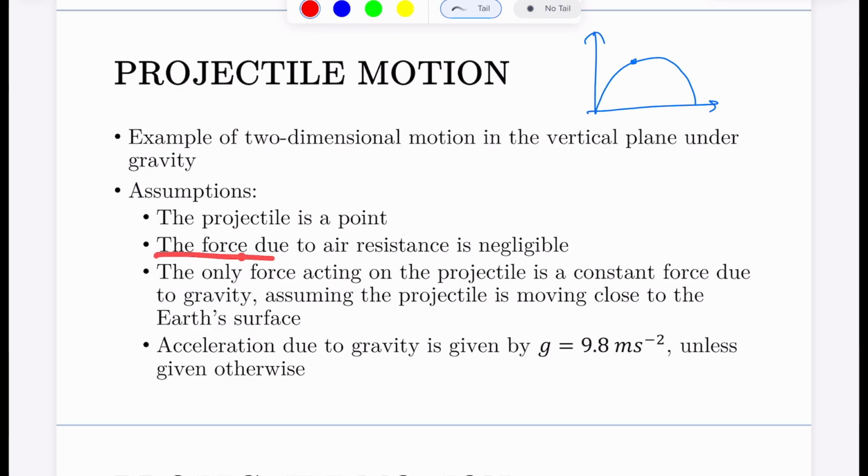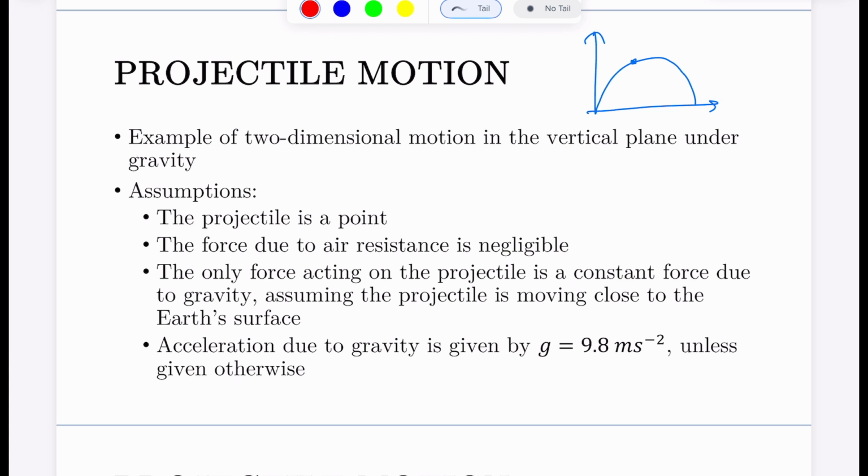And that brings me on to the next assumption, which is that there is no air resistance in these questions. Now, in real life, there will be air resistance, so we won't have a perfect parabolic path like we have in the questions that we'll be doing, and that just helps to simplify the calculations.